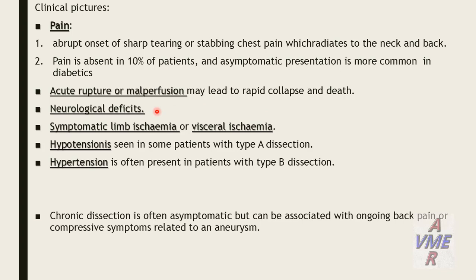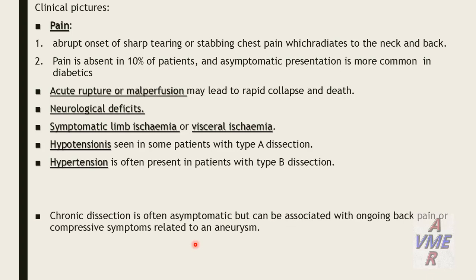Neurological deficit, it may be stroke, paraparesis, paraplegia, and so on. Symptomatic limb ischemia or visceral ischemia. Hypotension in patients with type A dissection and hypertension in patients with type B dissection. Chronic dissection is often asymptomatic, but it can be associated with ongoing back pain or compressive symptoms related to the aneurysm.